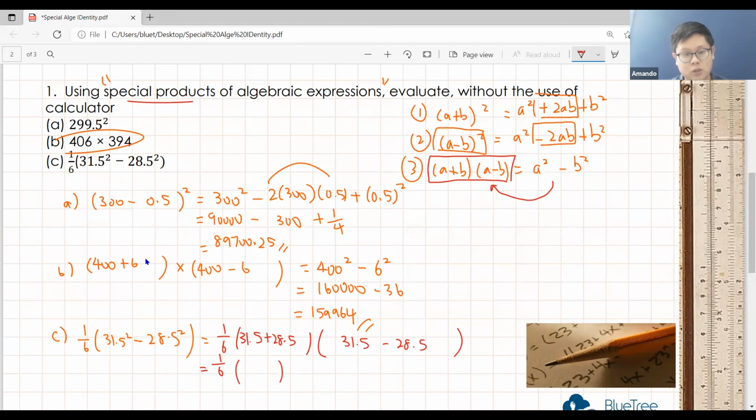So the first bracket is going to give us 60, right? The second bracket is going to give us 3. So this becomes pretty easy to deal with. 1 over 6 times 60 times 3, right? 10 times 3 will give you 30. Then you check with the original question to see if you type the whole chunk out in the calculator, are you going to get 30 as well? Yes, right? All right. Nice job, guys. See you in the next lesson.